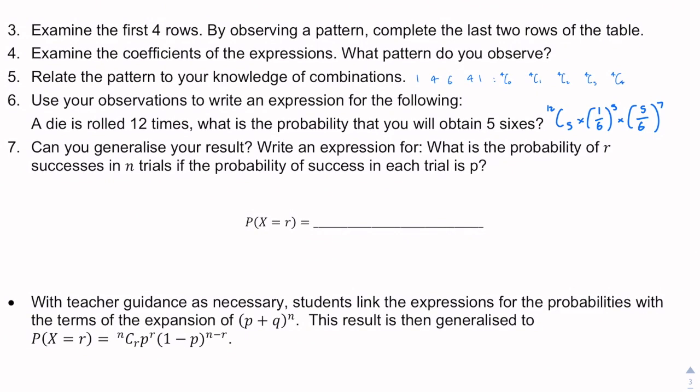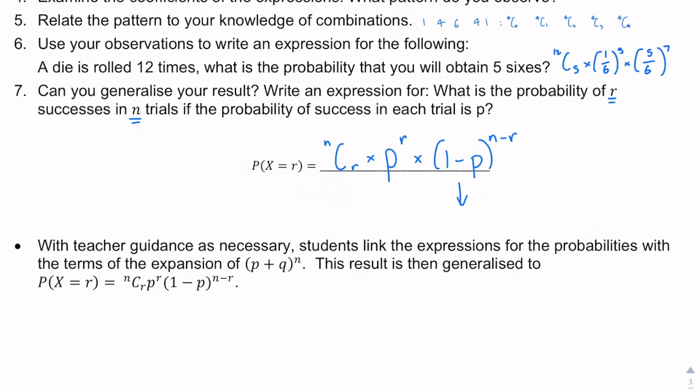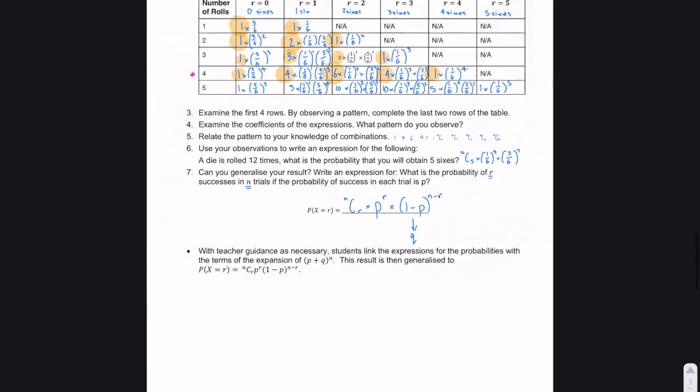Can I generalize my result? Yes. If I have n trials, then it's always going to be nCr, where r is the number of successes, times the probability of success in each trial, p, which was like our 1/6. That's p, happening r times. And then we've got the opposite, 1 minus p, happening the rest of the times. And don't forget 1 minus p also equals q. That's it, that's the worksheet.